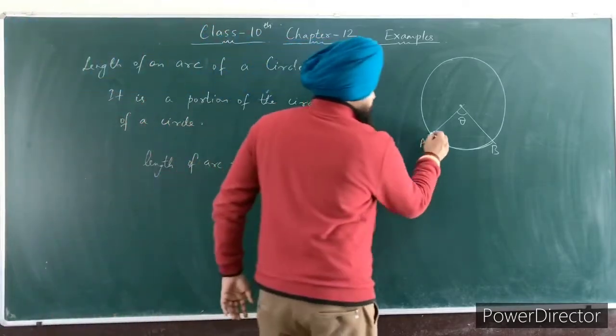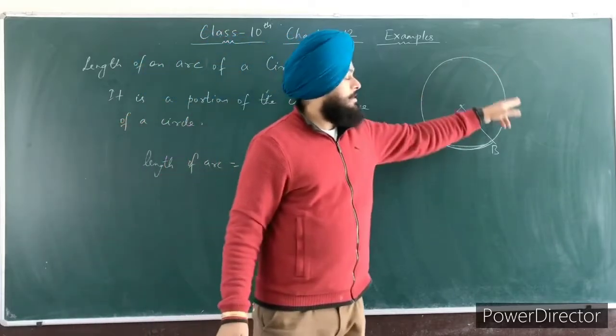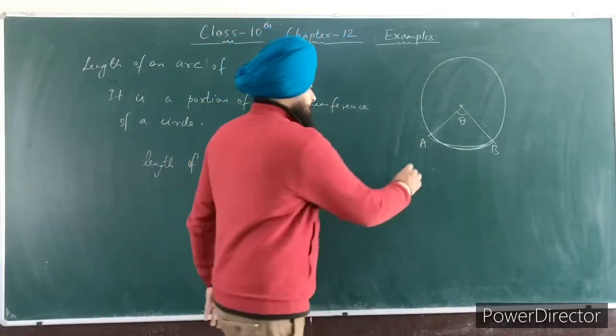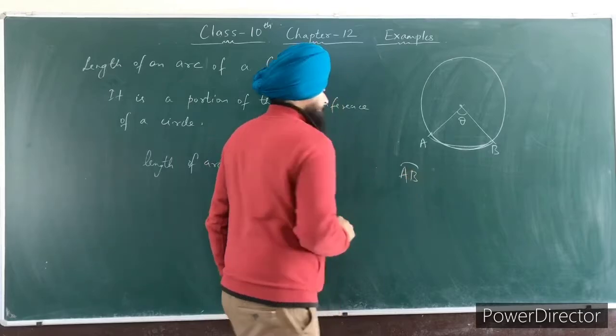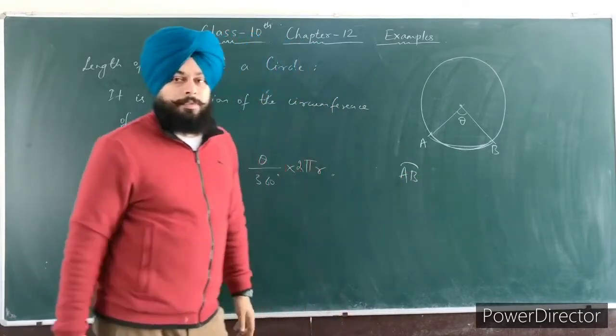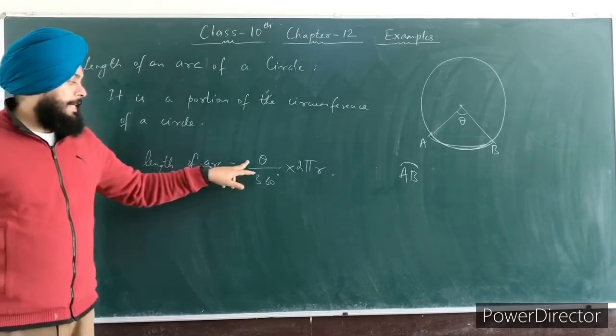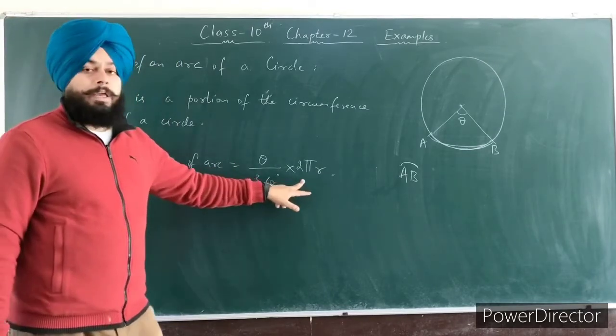The smallest distance is the minor arc, and the largest distance is the major arc. And the arc is denoted by this symbol, arc AB. So how will we find its length? The length of an arc is theta over 360 into 2 pi r.